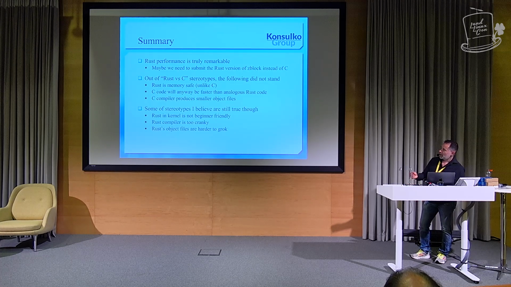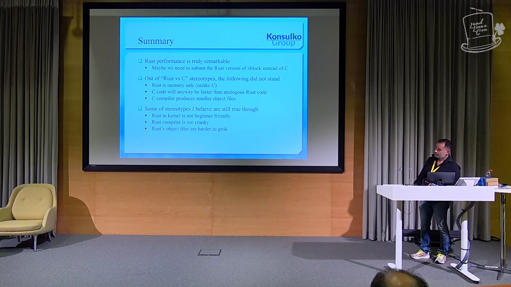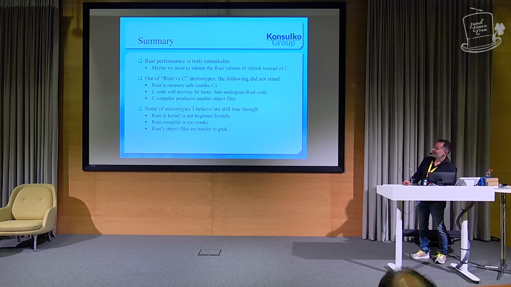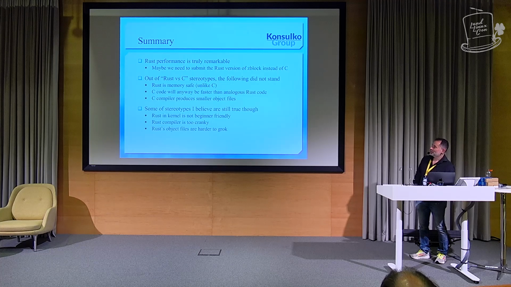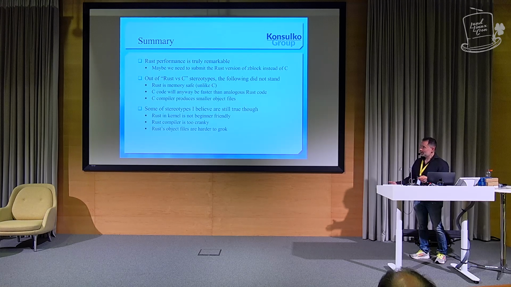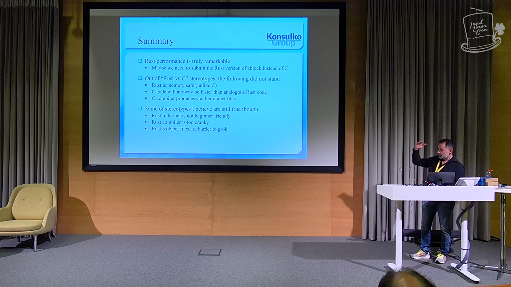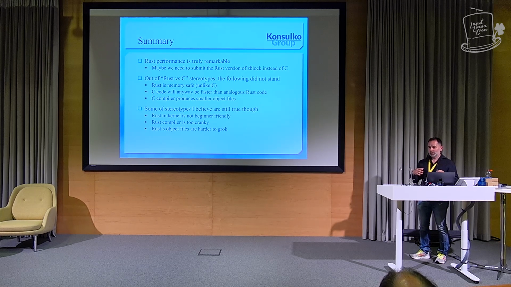And out of the Rust versus C stereotypes, there are several that didn't stand, and they're mostly negative ones. Like C compiler would produce smaller object files, or C code would always be faster than analogous Rust code. Some of the stereotypes are still true, but maybe they will change. Like Rust in the kernel is not beginner friendly. The threshold is kind of high to be able to dive into this and go full speed.